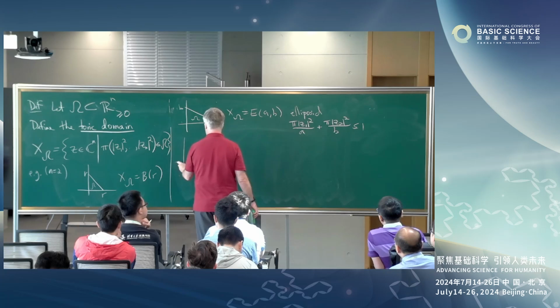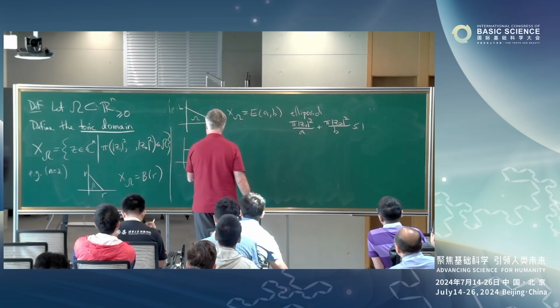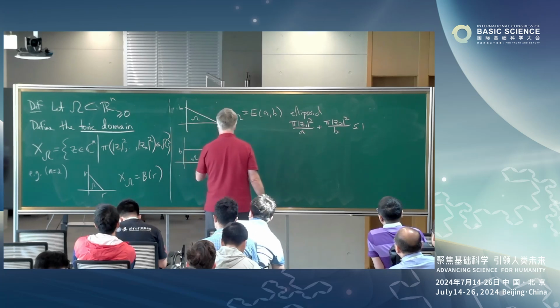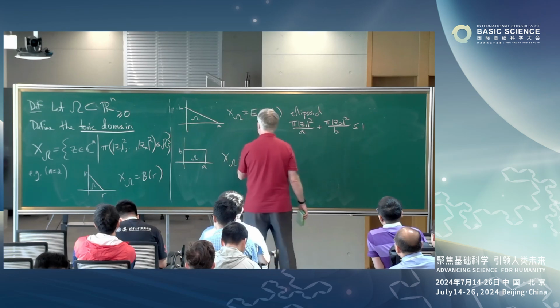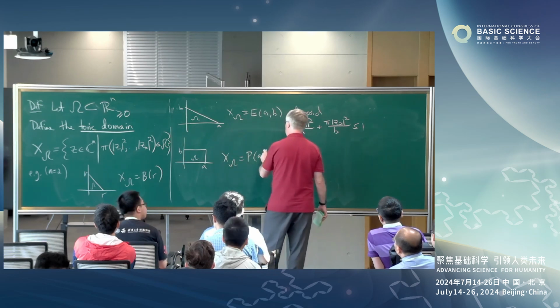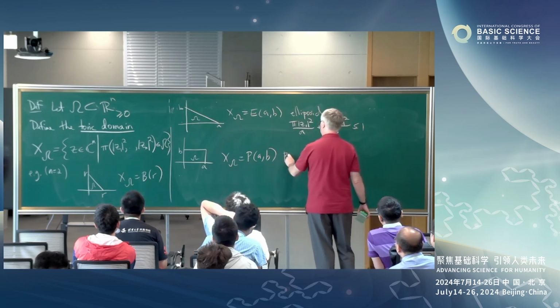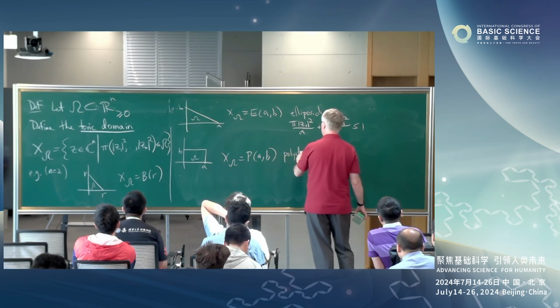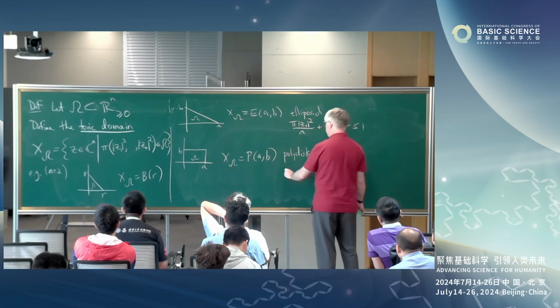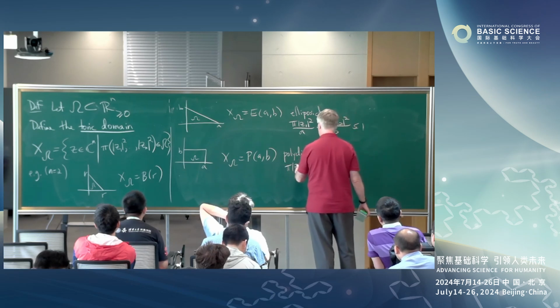Another example is you take a rectangle of side lengths A and B. Then this is a polydisk or a bidisk. So it's a Cartesian product of two disks of areas A and B.